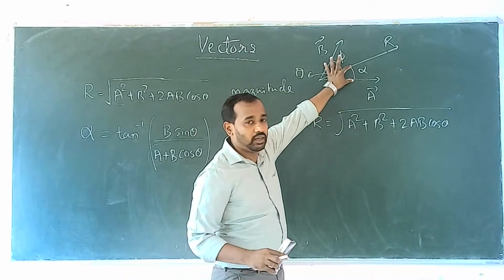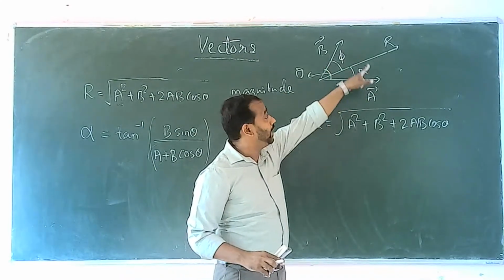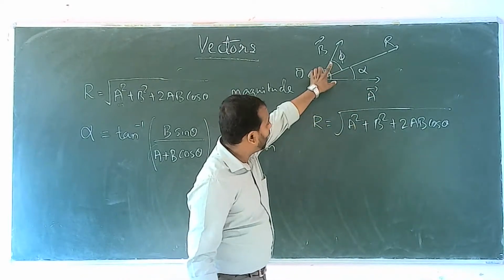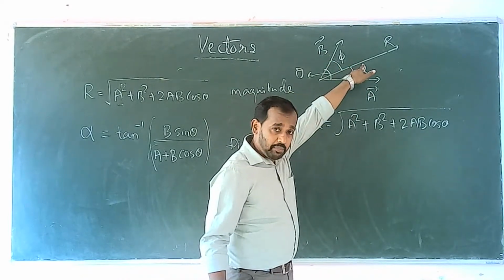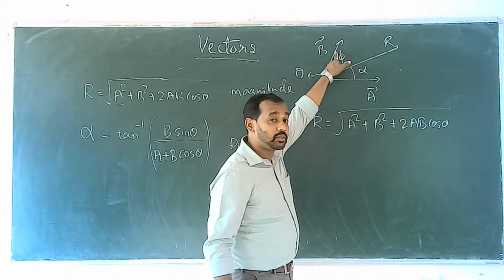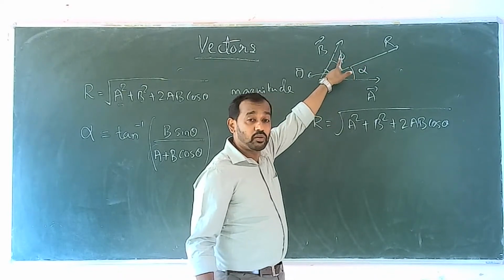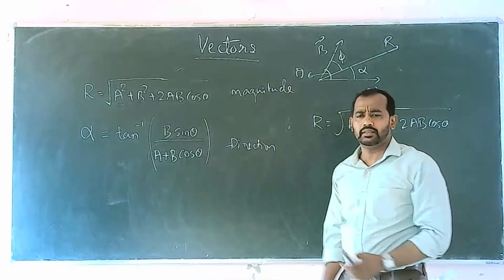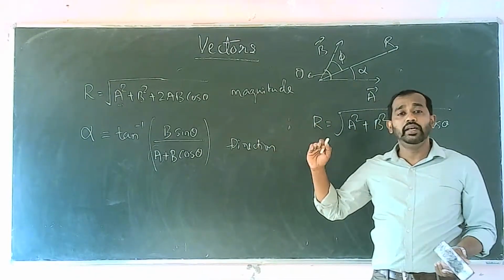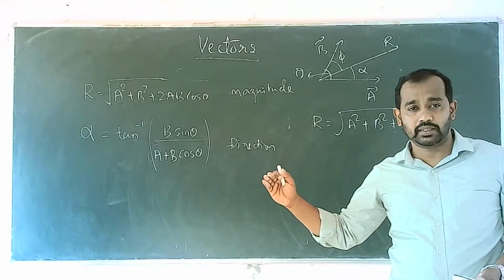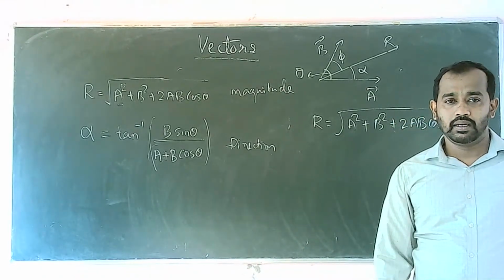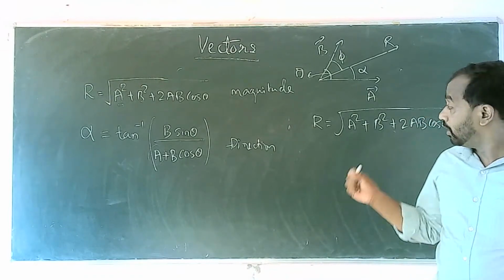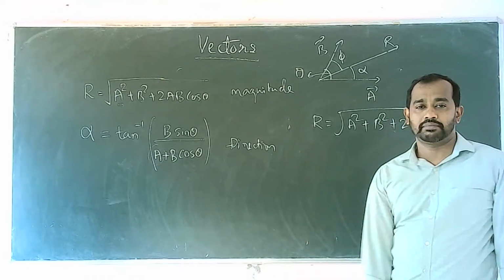Because now the angle is not equal to alpha. Alpha is the angle made by the resultant with respect to A. We need to find the angle made by the same resultant R, but with respect to B. That means we need to find the value of phi. What is the formula? Same thing. All we need to know is the method in physics. You cannot memorize everything by heart. You should learn how to learn physics.